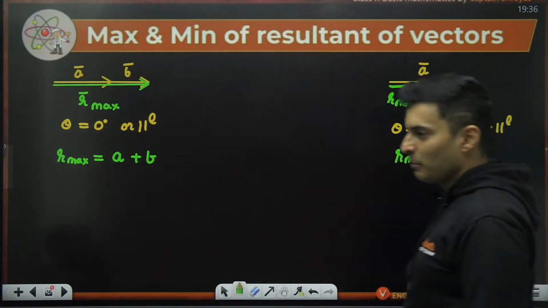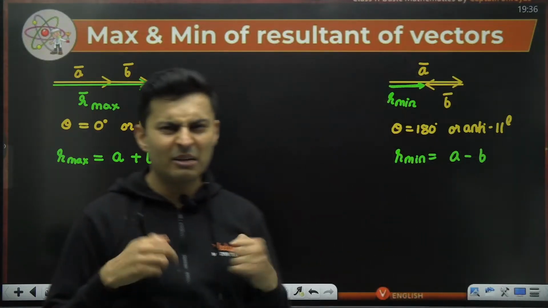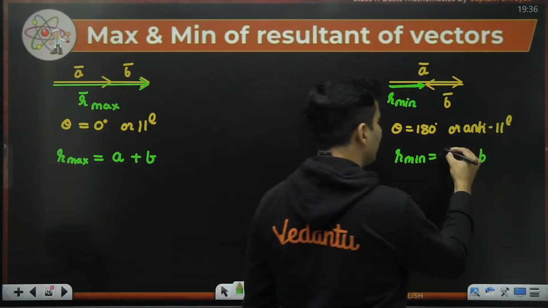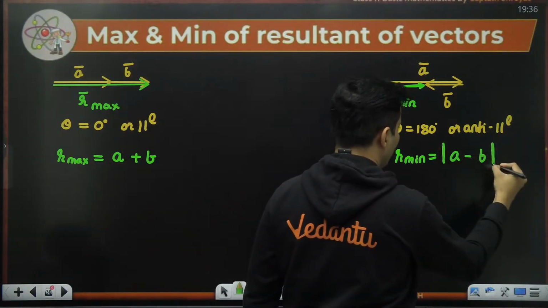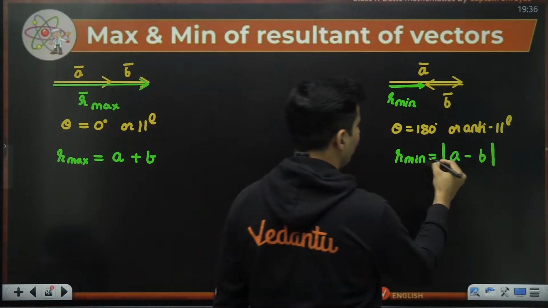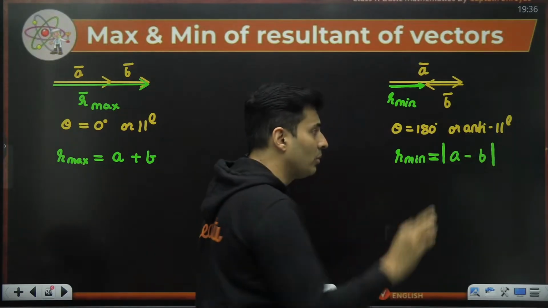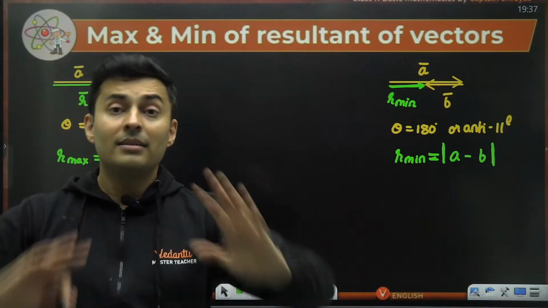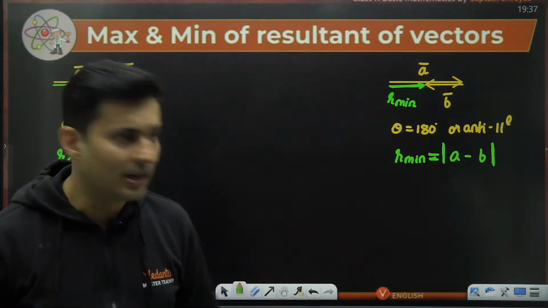A minus B, bigger vector minus smaller vector, but usually I don't know whether A is big or small. So to give that benefit of the doubt, we put a modulus. So modulus will take care of everything because magnitudes always have to be positive. So big vector minus small vector will be the remainder vector. That's the smallest that you can get.